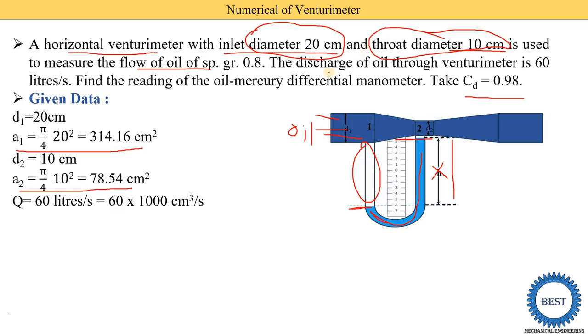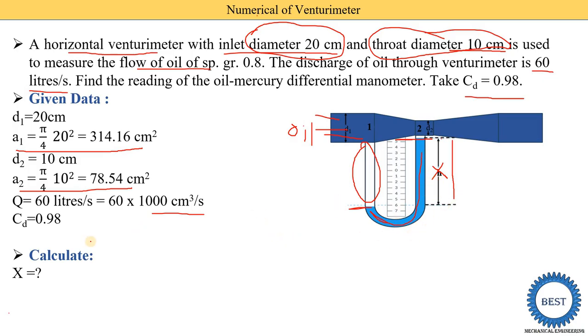Other data given is the discharge of oil through Venturi, that is the Q, and it is 60 liter per second, and we convert it into centimeter cube per second by multiplying with 1000. So it is 60,000 centimeter cube per second. CD is given 0.98, and we need to calculate the X. Now here the specific gravity of oil is given, that is 0.8, and we also know the specific gravity of mercury is 13.6.